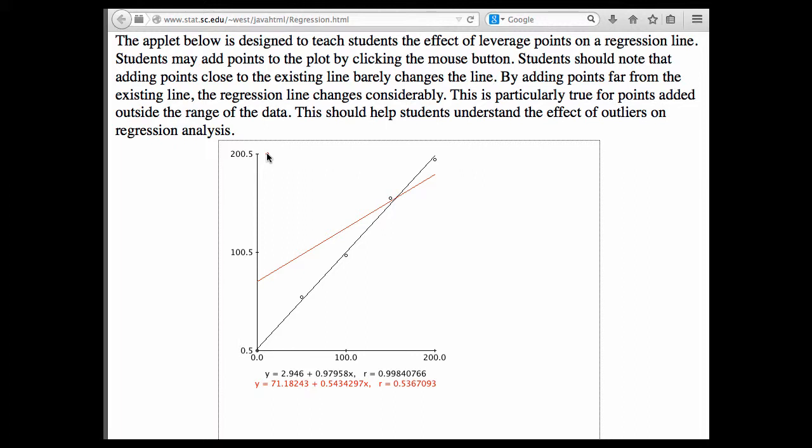So again, to recap, an outlier tends to lie in line with the other points, like maybe that one. That looks a little bit farther away than the other one. But an outlier often will not change much the correlation coefficient or the slope of the regression equation. An influential point, on the other hand, will change both the correlation coefficient and the slope of the regression equation.